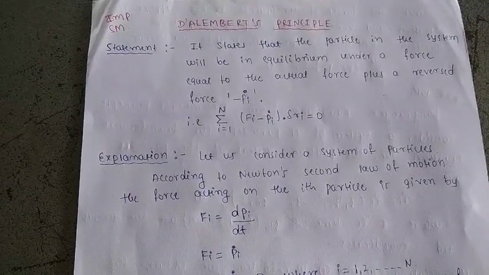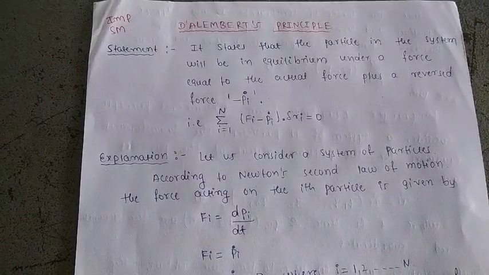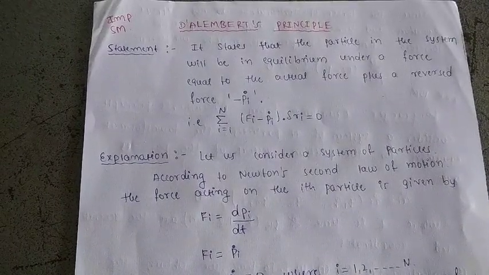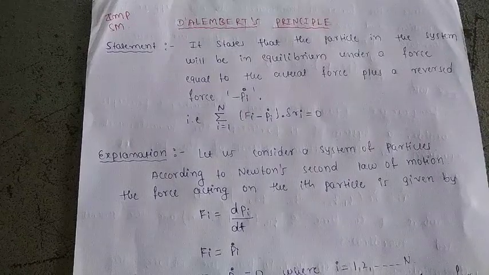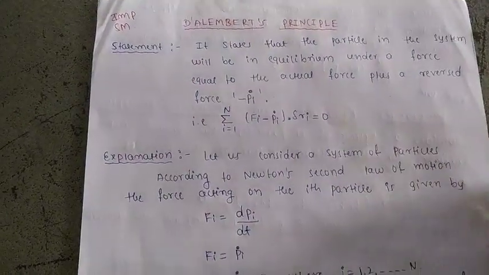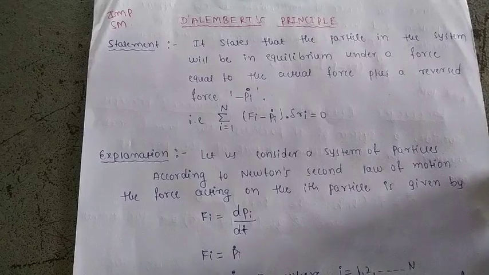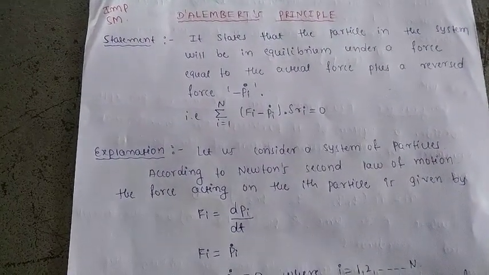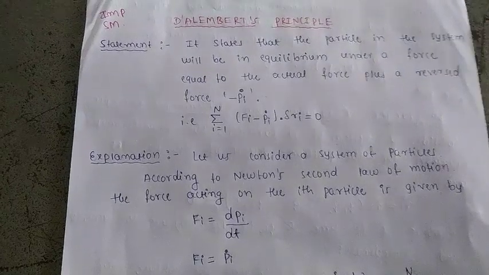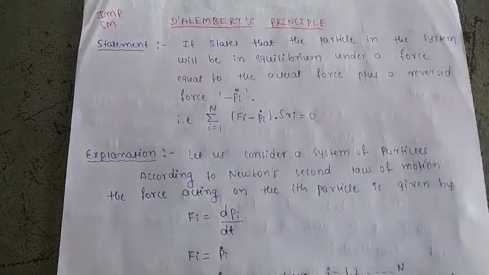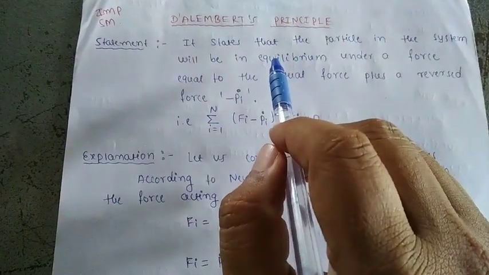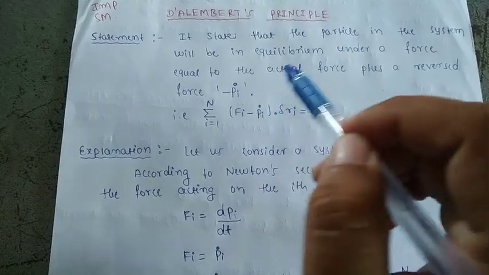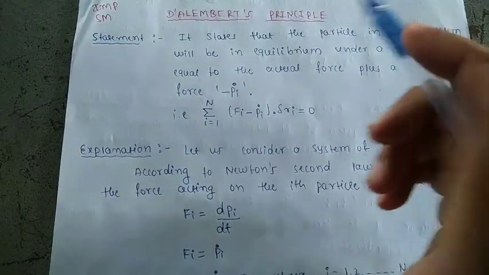In the last class, we discussed generalized coordinates. In generalized coordinates, we studied generalized acceleration, generalized force, generalized velocity, generalized displacement, generalized potential and generalized kinetic energy. In this class, I am going to discuss D'Alembert's principle. It is important for 5 marks in the examination. State and explain D'Alembert's principle.